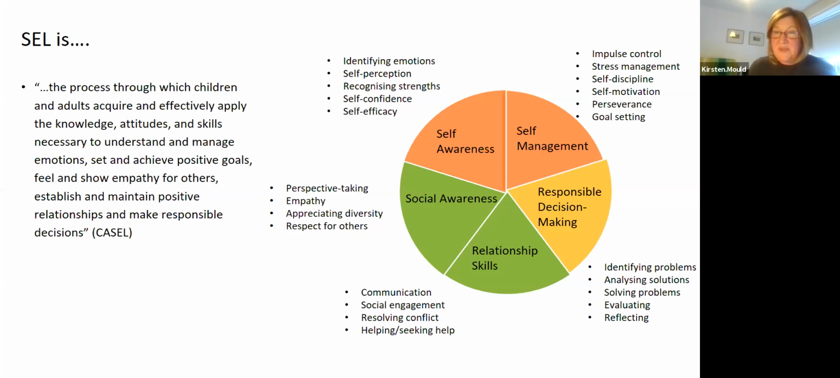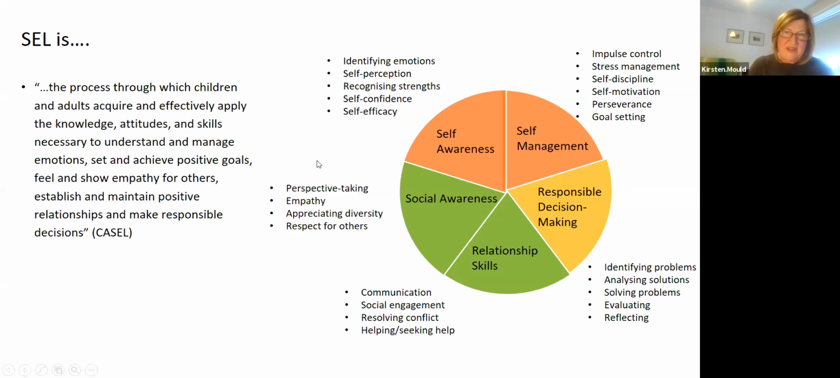And that is from a US study, and we'll come back to why the US is featuring quite a bit in this. But there again, we've got those five SEL competencies. So you've got areas around self-awareness and self-management, managing impulses and emotions, recognizing their own perseverance, their own goal setting, and so on. You've also got responsible decision making, problem solving, evaluating, but then also social awareness and relationship skills.